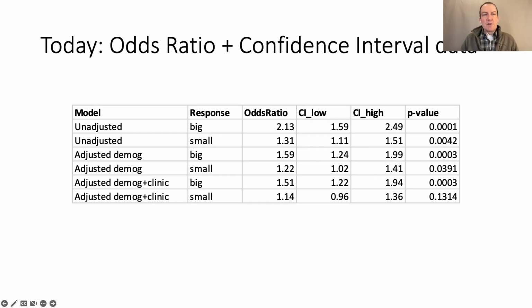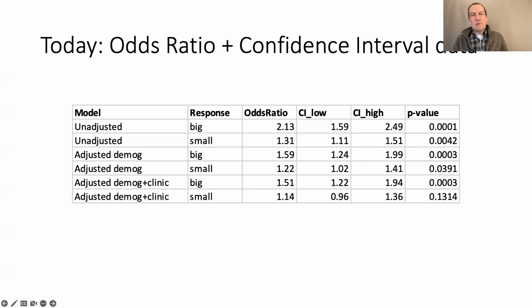The data we're going to play around with today is just some made up data that has some different potential models that were run and some responses within some experiment. They've got odds ratios, confidence intervals, low and high end of the confidence intervals, and then p-values associated with them.